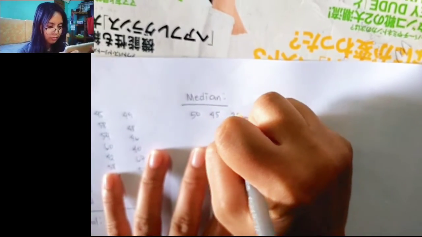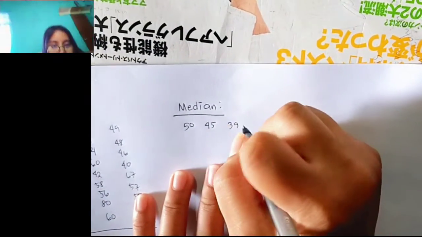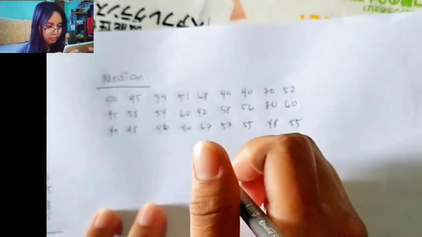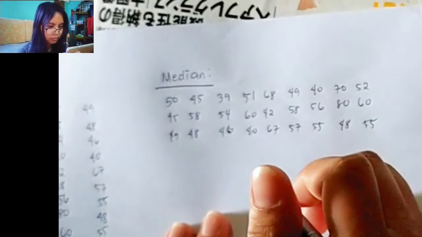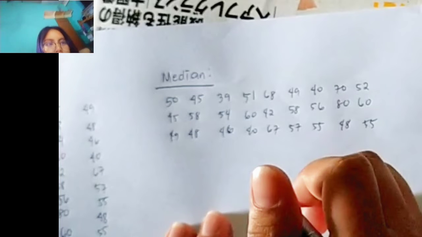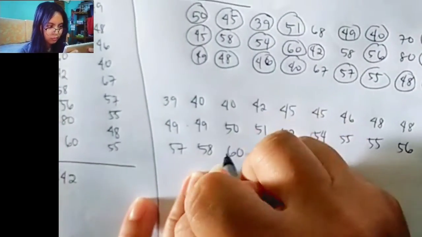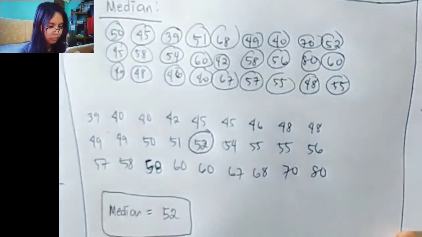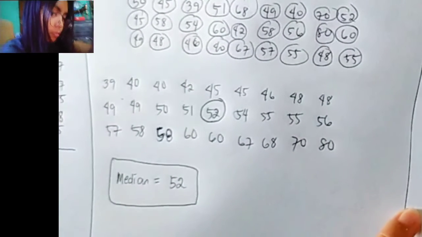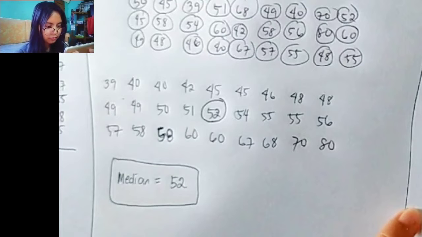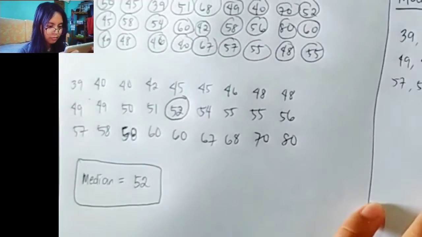Before finding this value, the data must be arranged in order from least to greatest, or vice versa. We have here the given data, and the given data is odd numbers. If we have an odd data, that means we have a middle data, and that is the median. We have 27 data here, so x sub 14 is the median, and that median is 52.